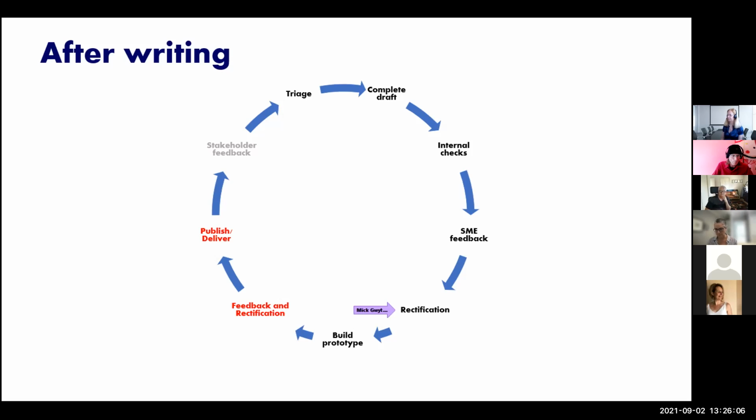Once you've completed that, you might take it back for another internal check just on your language and whatever, but probably not. You go and build it in your chosen platform, and then you would get your feedback and rectifications again. Again, that doesn't have to be the SME, that might be internally, or it might be the client to sign off and have a look.